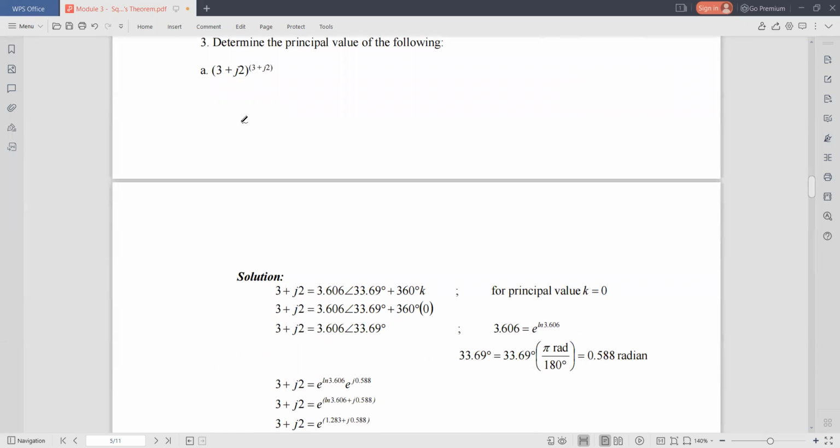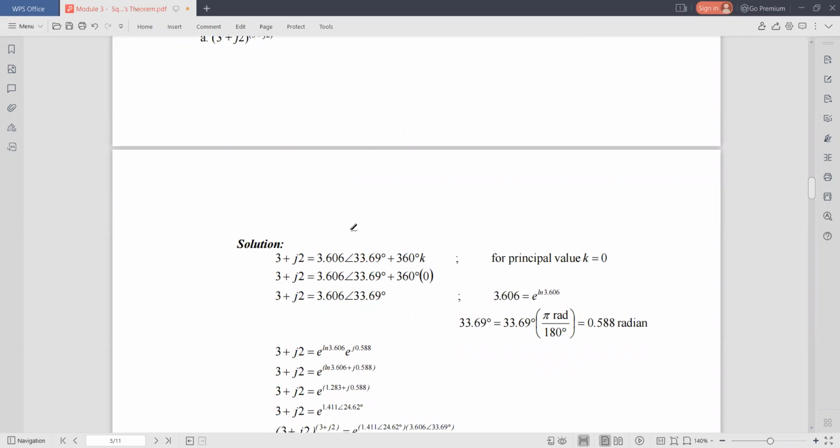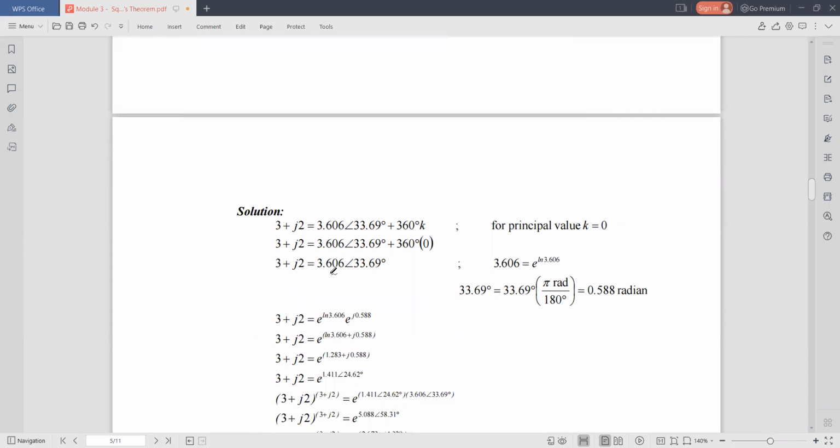For example, we have here 3 plus j2 raised to itself, that is 3 plus j2 rin. First, we need to convert it to polar form. Then we add 360 degrees multiplied by the principal value of k, which is 0. That is 3.606 angle of 33.69 degrees.